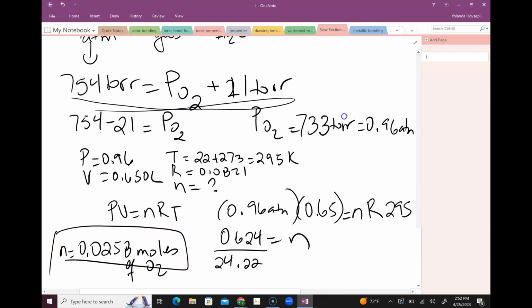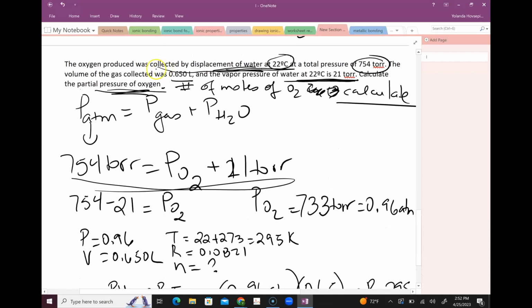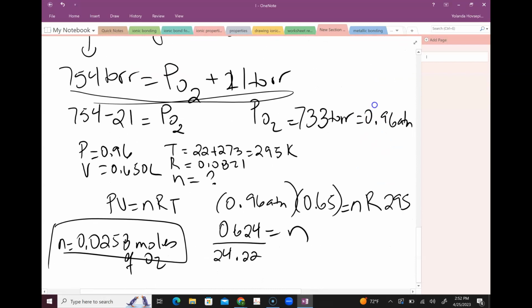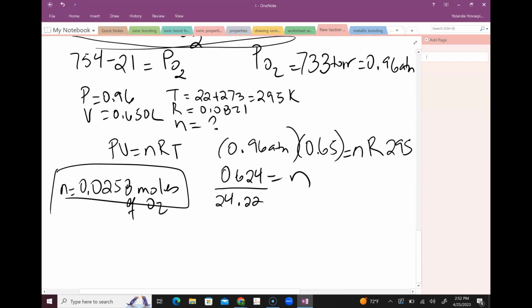So this is just an addition, this part right here, to the ideal gas law. You have to make sure though, it says it's collected by displacement of water. And this temperature of water will always be given to you because that is a constant that doesn't change, it's temperature dependent. All right, so let's do one more.